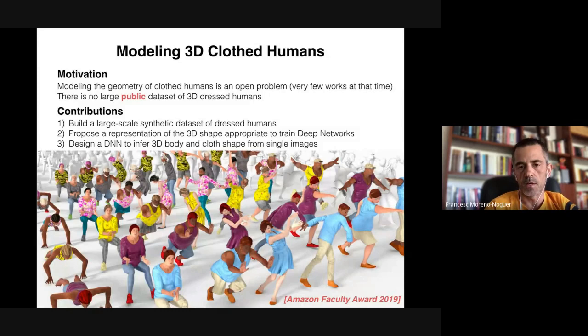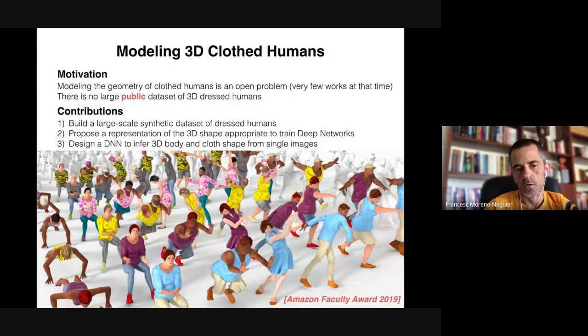Also, one of the problems for applying deep learning is that there was not a large public data set on 3D dressed humans. Gregory already mentioned this problem in his talk. And in 2019, there were no data sets of dressed humans. So the data sets that were available were very small and not sufficient to train the networks.